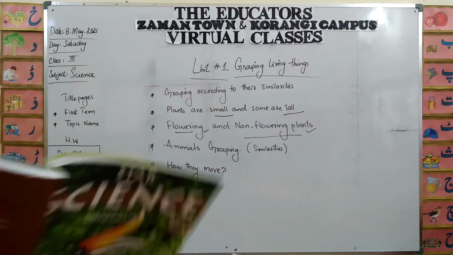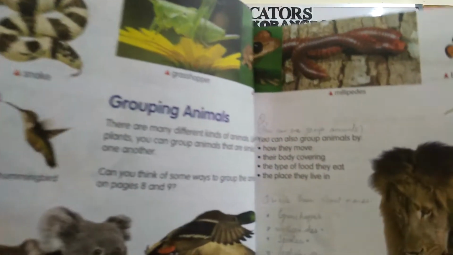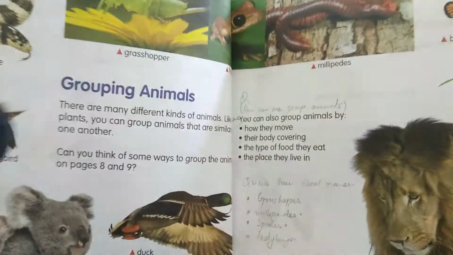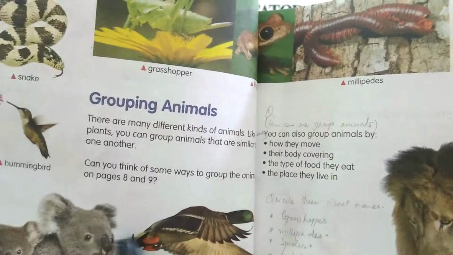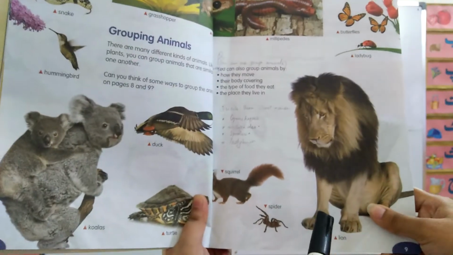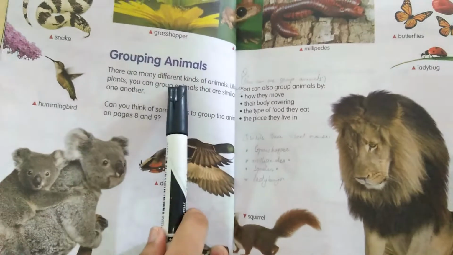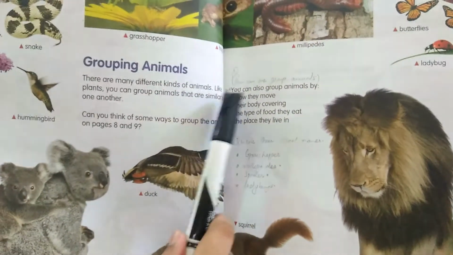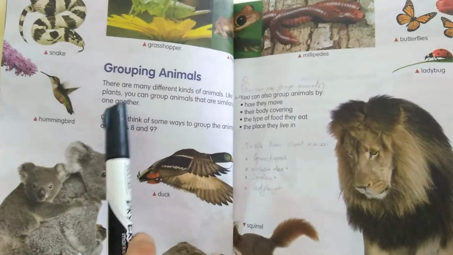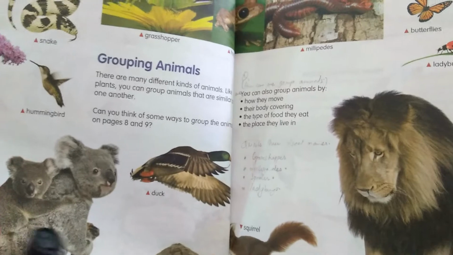Let's read it. Open page number 8. Grouping animals. Now what are we doing? We are making a group of animals. You have many animals on your page number 8 and 9. Now we have to group them. There are many different kinds of animals, like plants. You can group animals that are similar to one another. You have to make a group of similar animals.